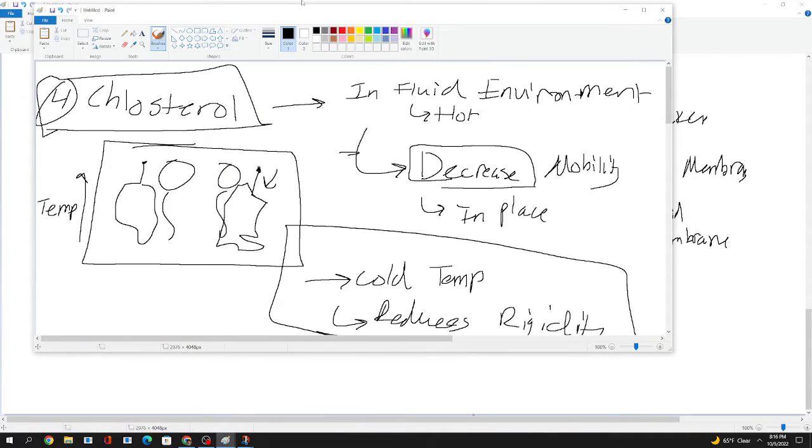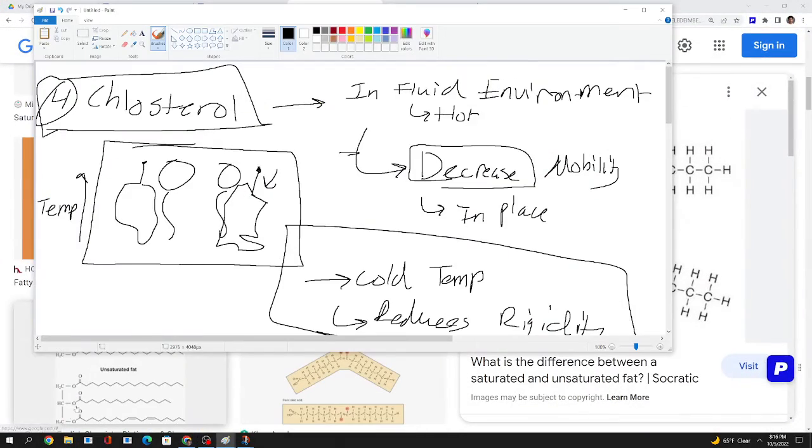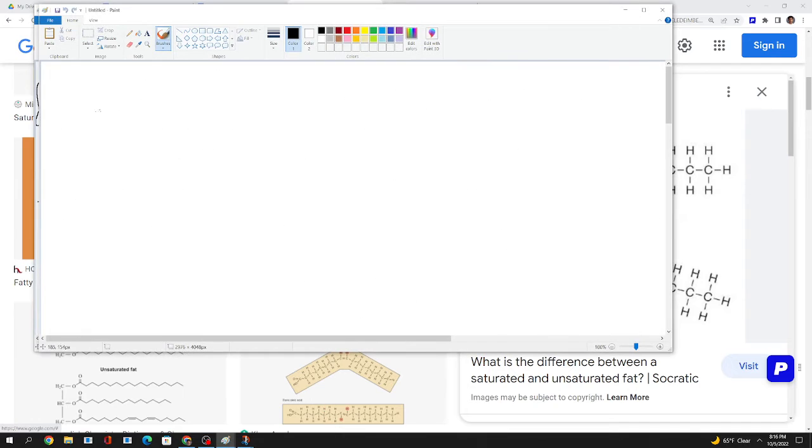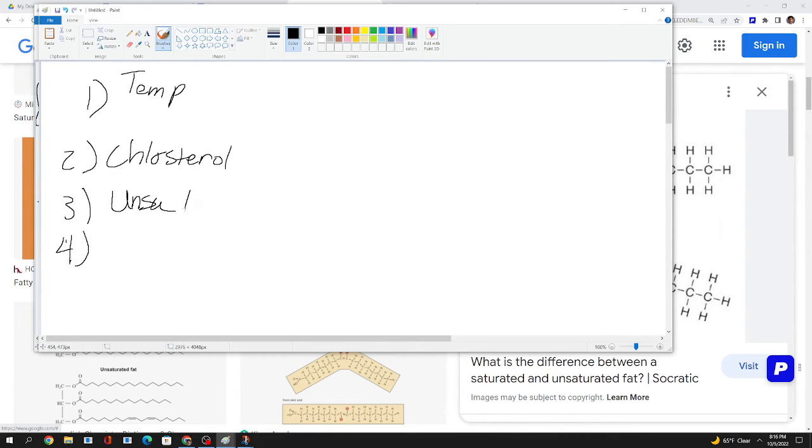So now that we understand that, I guess I should do you the favor and write everything that impacts mobility of the plasma membrane. One, temperature. Okay. Cholesterol is the second most important thing. Then you have the unsaturated fats, and then finally fat or lipid tails.